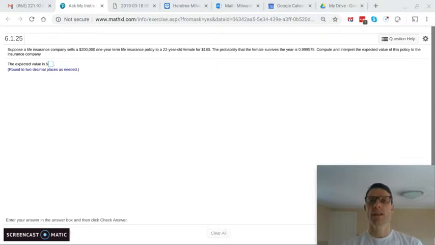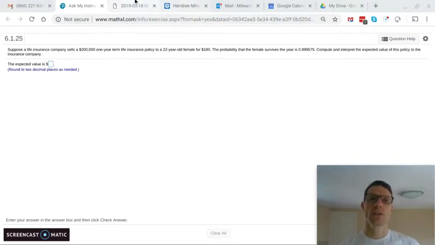for $180. Now, the probability that the female survives the year, or doesn't die, that's not as nice a way to say that, but maybe more clear, is 99.9575. It's really unlikely that she'll die. Okay, so compute and interpret the expected value of this policy to the insurance company. So we're doing this from the perspective of the insurance company.